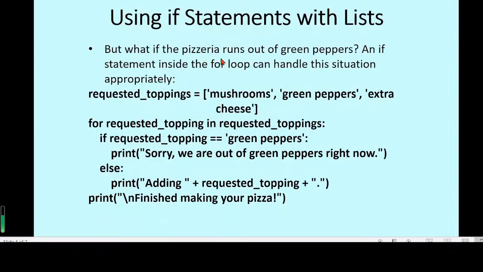But what if the pizzeria runs out of green peppers? An if statement inside the for loop can handle this situation properly. So this is request topping, and in the for loop we can test using an if statement. If request topping equals green peppers, then a message, sorry, we are out of green peppers right now, will be printed out. Otherwise, if this test fails, which means the request topping is not equal to green peppers, then the message adding this request topping will be printed out.